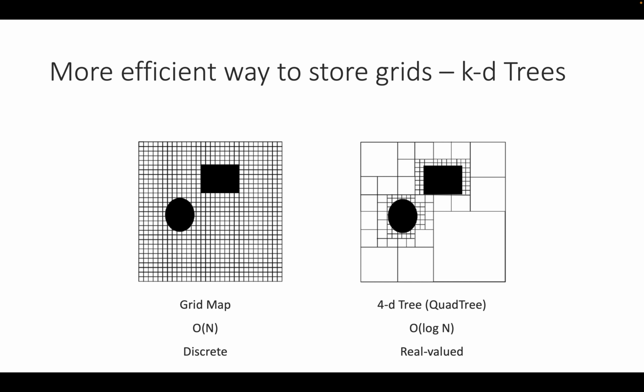The advantage of the quad tree is not only that it has log n memory and retrieval speed capabilities versus the grid map, which requires order of n steps to store or read, but you can also store real valued data in the quad tree. So instead of saying everything here is left of pixel 150, I can say everything here is left of 0.5 meters or below 0.5 meters from this coordinate.